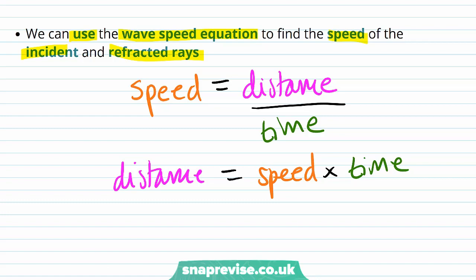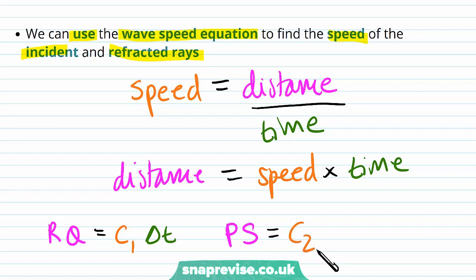So in the first medium, we can say that the distance RQ is equal to the wave speed in medium 1, which is C1, multiplied by the time difference, delta t. And then we can do the same for the distance PS. PS is going to equal C2, the wave speed in the second medium, multiplied by delta t, the time interval between two wavefronts.